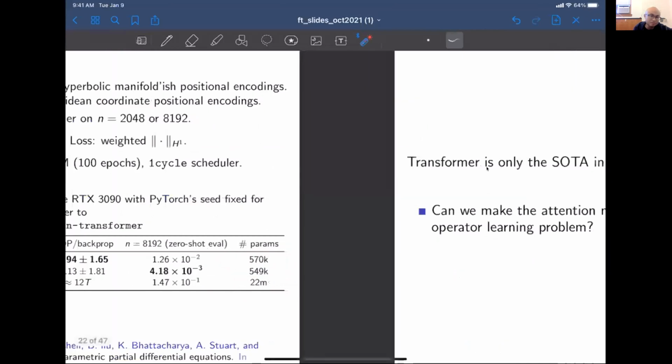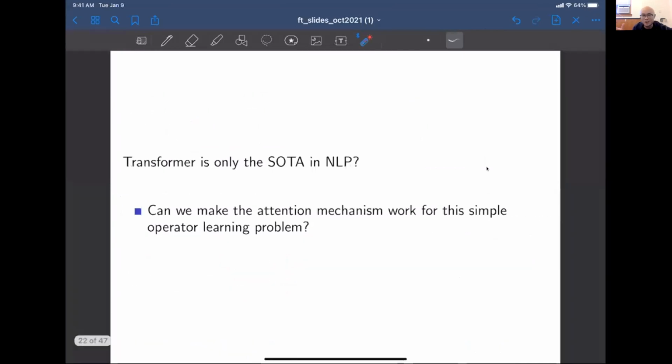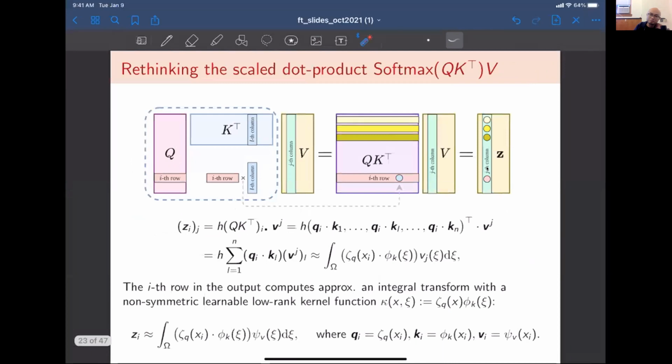So that was the end of the story back last November. I got frustrated. I said, hey, these natural language people invented such a huge model, is it only for natural language? Then this February, I restarted this project as a side project.